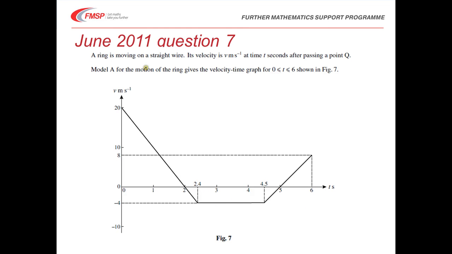We're told that a ring is moving on a straight wire and it has a particular velocity v after a certain number of seconds t. We're told that we have one model, model A, for the motion of the ring, which gives us this velocity time graph that we've got here. So we notice that we have some times when the velocity is positive and sometimes when it is negative.